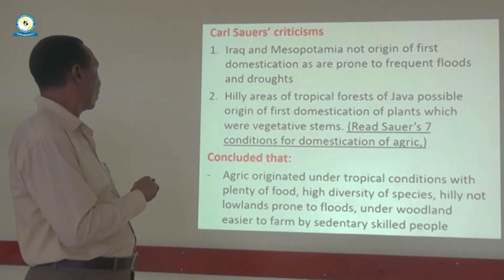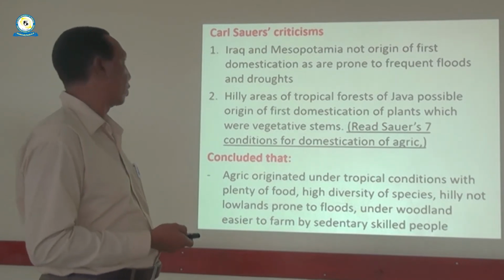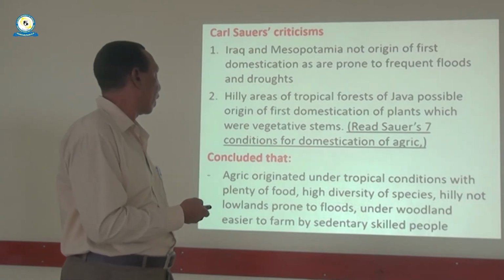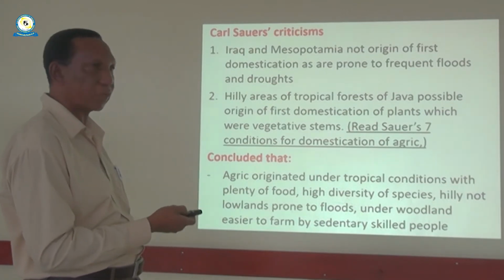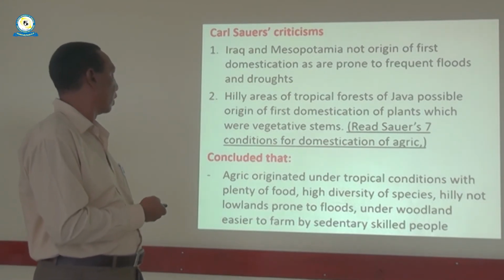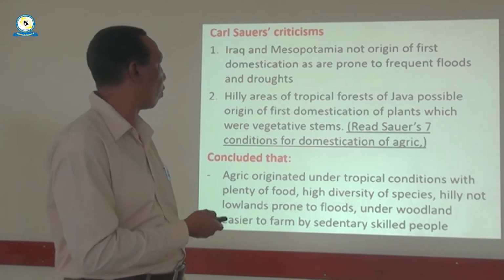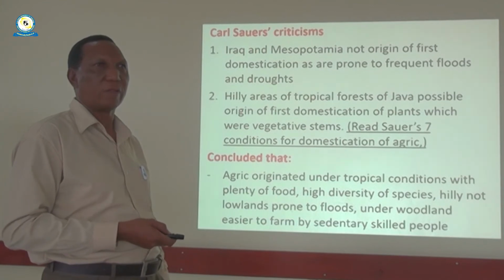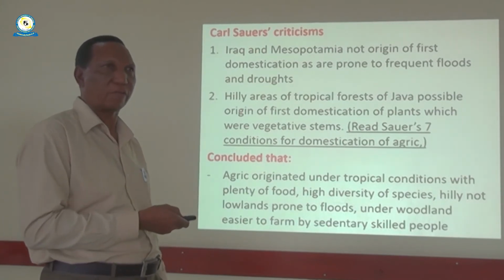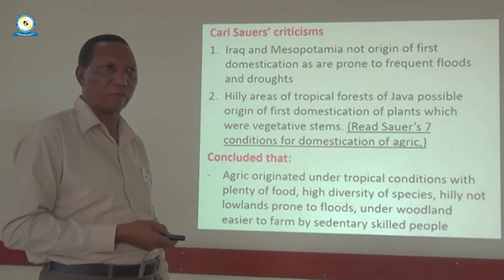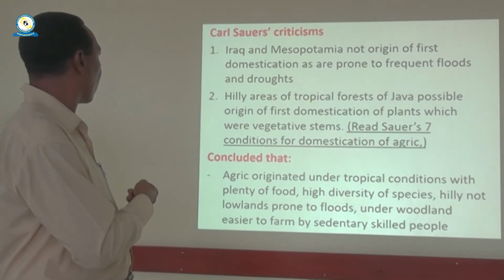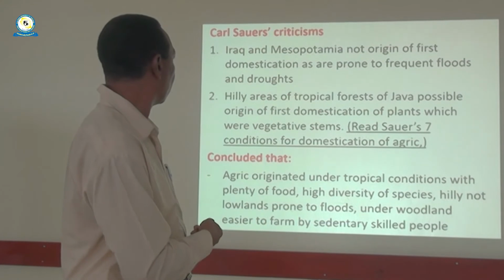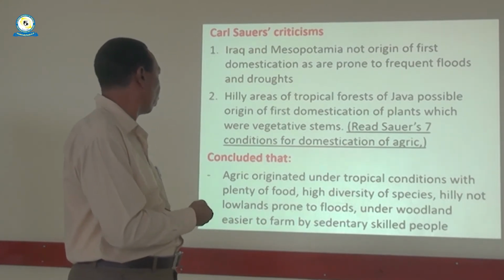So Sauer makes two main criticisms against the old domestication theory. One, the assertion that Iraq and Mesopotamia were the origin of domestication, he refuted this. As these areas are prone to frequent floods and drought, how can this become the mantle of domestication if they have such environmental hazards frequently hitting the area? So he proposed that perhaps the hill areas of the tropical forests of Java were the possible origin of the first domestication of plants, which were vegetative.